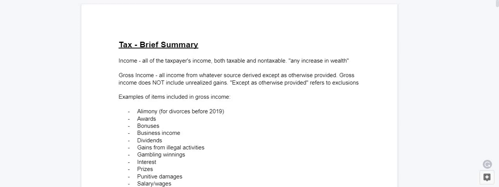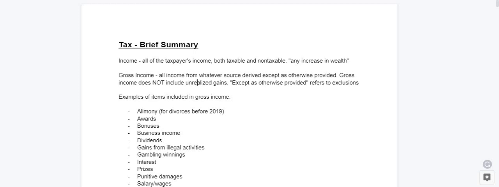Now this "except as otherwise provided" refers to exclusions. Exclusions are sources of taxable income that can be excluded from your gross income. These are things that the IRS gives you a pass on from being taxed. Maybe you have 10K of income from one source, but it can be classified as an exclusion. This means that it is excluded from your gross income and is not taxable. If something is excluded from your gross income, referred to as exclusions, then that means it is not taxable.